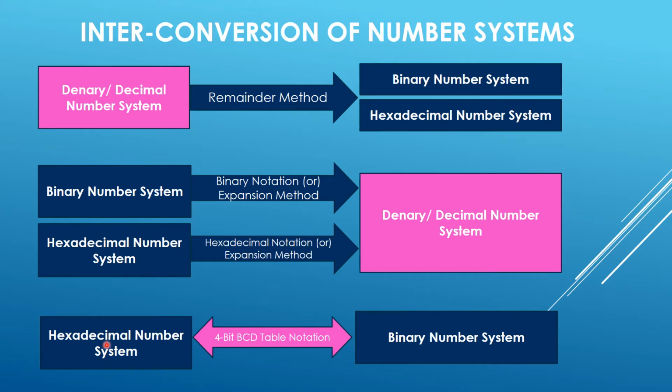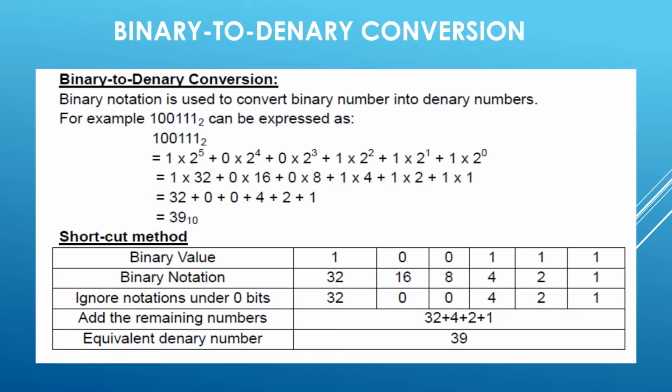Lastly, when you are given a hexadecimal number and you have to convert it into an equivalent binary number, or a binary number is given and you have to convert it into an equivalent hexadecimal number, you will be using the 4-bit BCD table or 4-bit binary notation. That is table 1.2 in your book. So this is the interconversion number system chart that may help in converting a number from one number system to another. Binary to denary conversion.